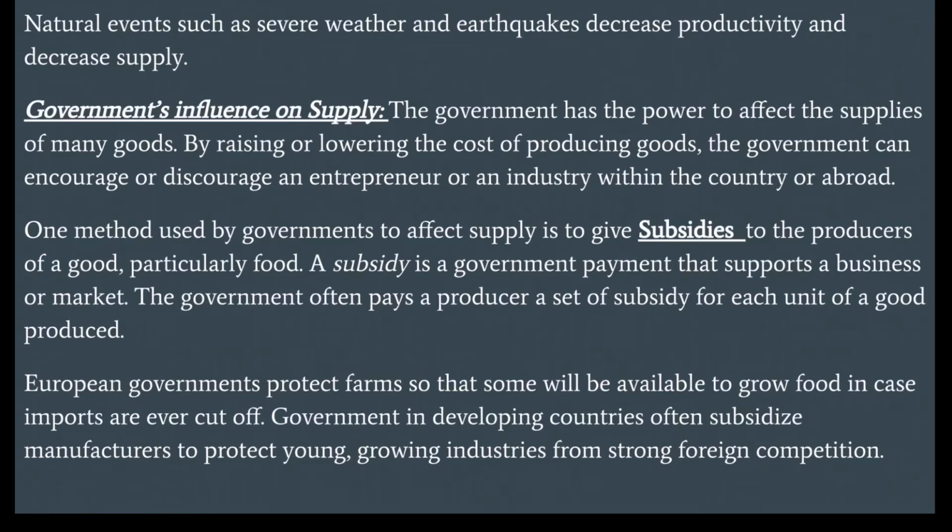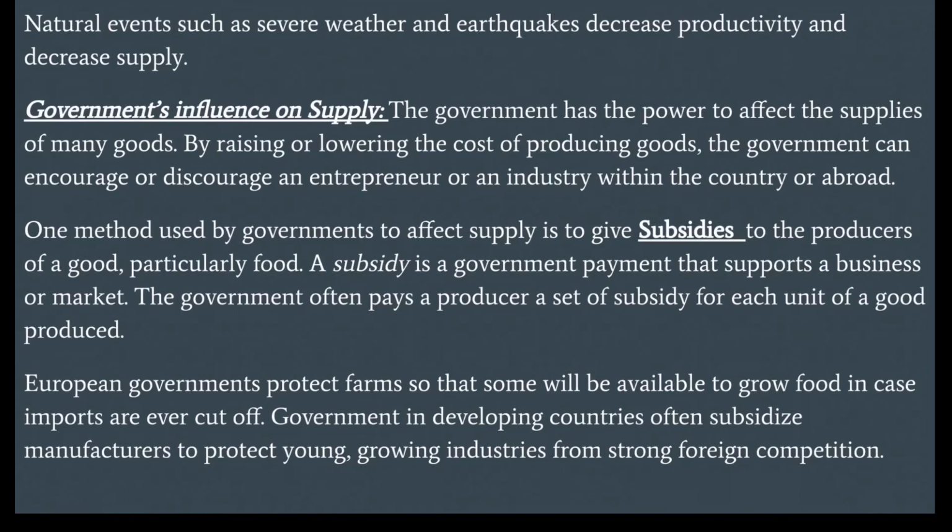Government's influence on supply. The government has the power to affect the supply of many goods. By raising or lowering the cost of producing goods, the government can encourage or discourage an entrepreneur or an industry within this country or abroad. One method used by governments to affect supply is to give subsidies to the producers of a good, particularly food. A subsidy is a government payment that supports a business or market. The government often pays a producer a set subsidy for each unit of a good produced.